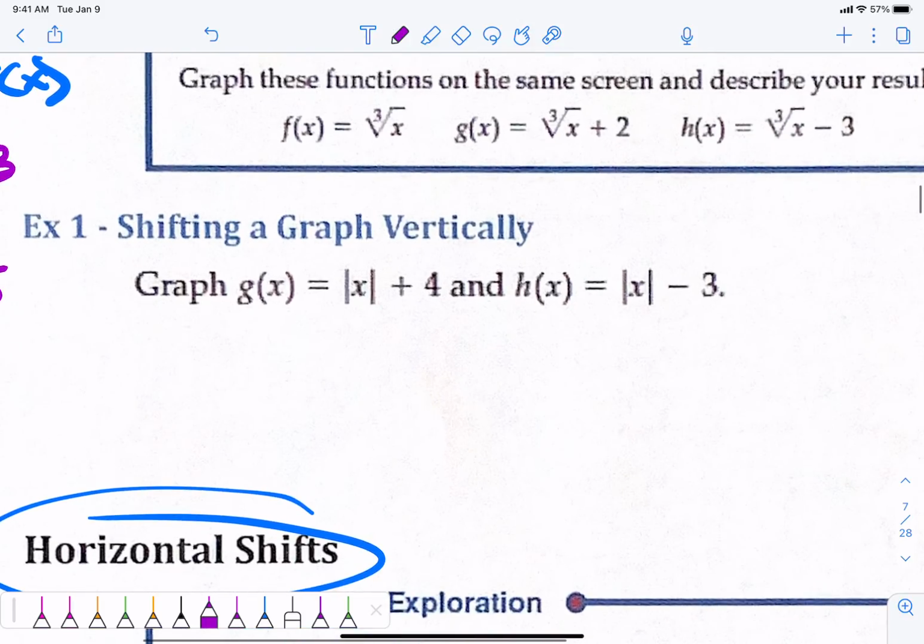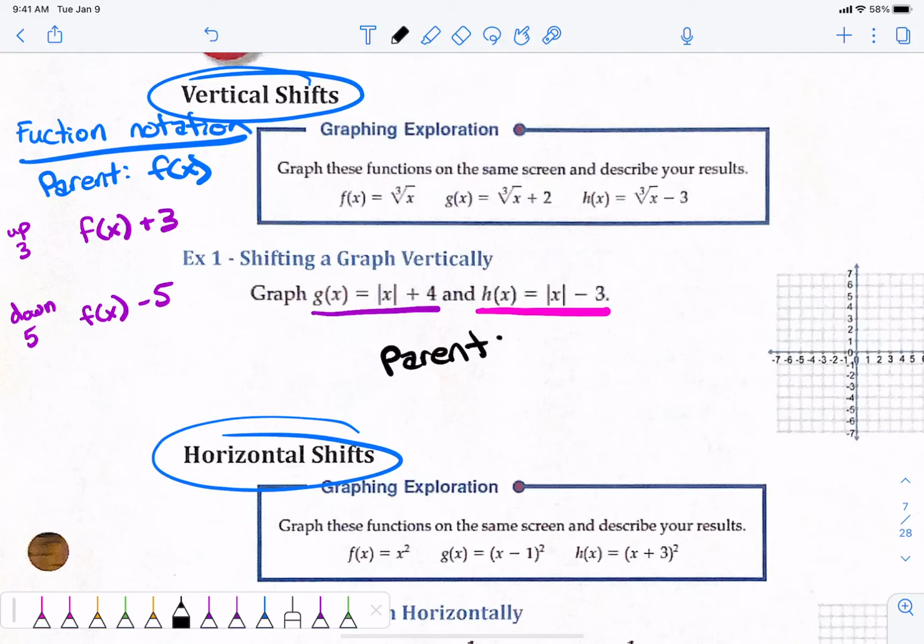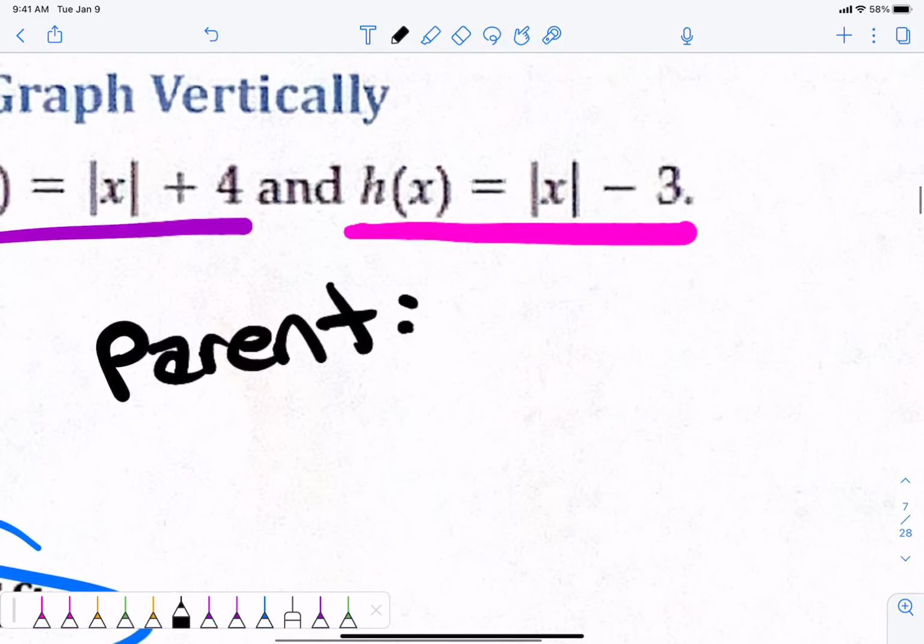Let's go to example 1. They say the graph of the absolute value of x plus 4 they want us to graph, and they also want us to graph, I'm going to do that in a different color, let's do pink, the absolute value of x minus 3. Those are the 2 functions that they want me to graph. First of all, I'm also going to graph the parent function. If I have the absolute value of x plus 4 and the absolute value of x minus 3, what's the parent if I strip all of the numbers away? The absolute value of x.